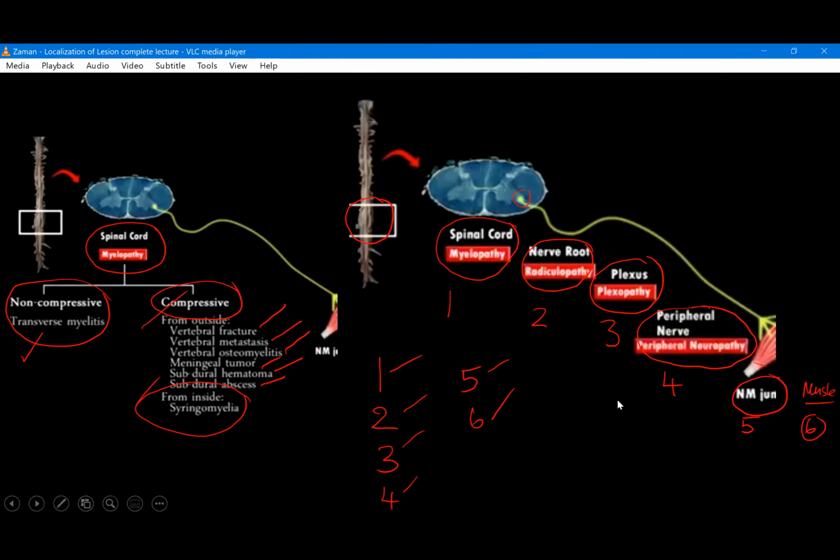So you should have a very clear picture of myelopathy, radiculopathy, plexopathy, peripheral nerve involvement, NM junction, and muscle. The exercise for today is to write these 6 levels and write 5 points for each of them, so that you remember how to differentiate myelopathy from radiculopathy, from plexopathy, from peripheral neuropathy, NM junction, and myopathy. Okay, that is the exercise.